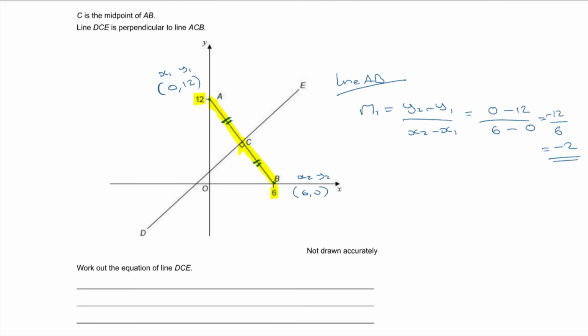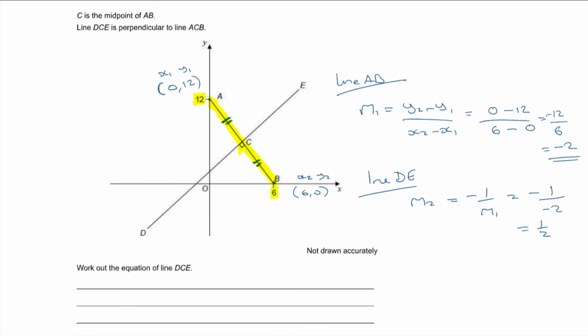So what is the gradient of my line DE then? So for line DE, m2 is going to be the negative reciprocal of m1, isn't it? Which is going to be minus 1 over negative 2, which is the same thing as a half, isn't it? Positive half. Okay, that looks about right, because it's a positive gradient. DE is sloping upwards. It's not sloping up super steeply, even though it's not drawn accurately. Kind of fits with my diagram, doesn't it? So m2 is equal to a half.